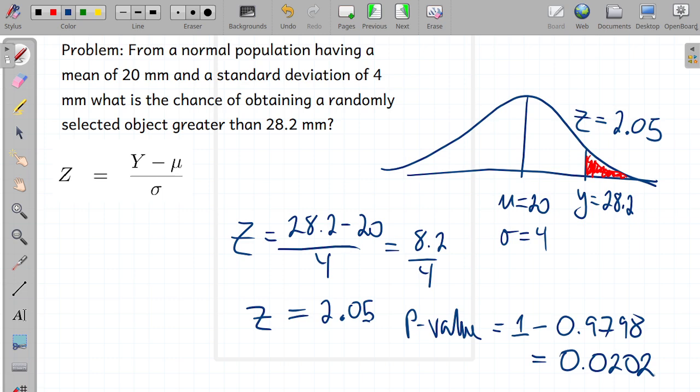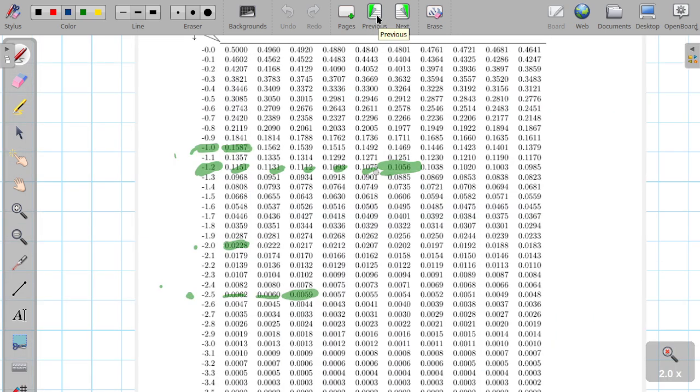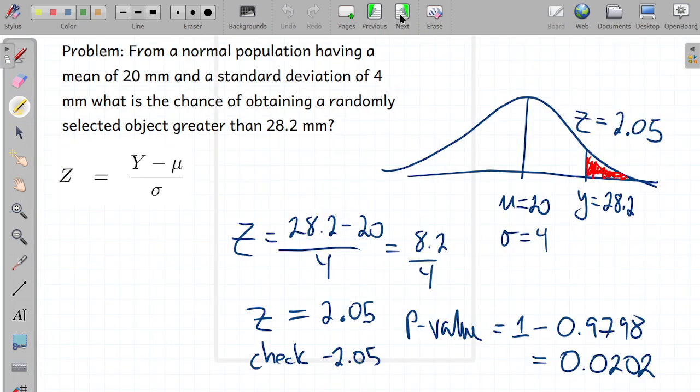Now the other way to do that would have been to look up negative 2.05. Let's write that down as check negative 2.05. Back up. All right, there's negative 2.05 right there. We want the highlighter for that. There's our number, which means we've got it right, barring an arithmetic mistake earlier on.